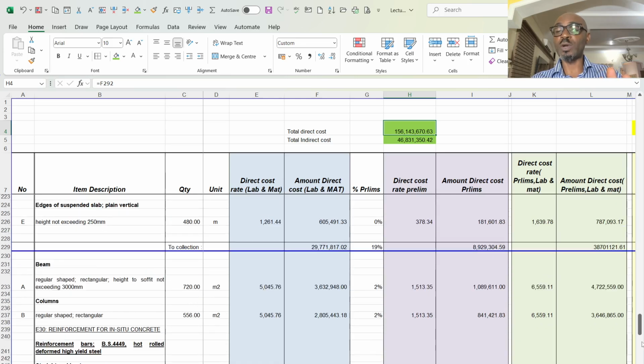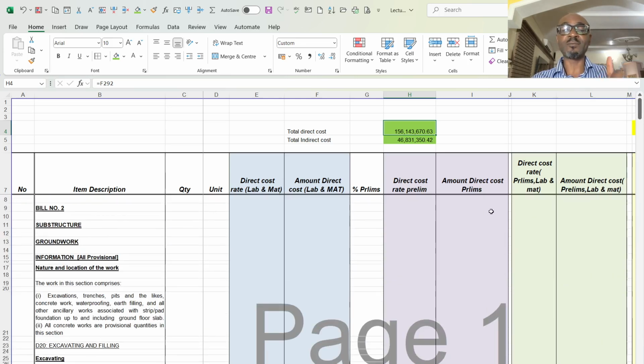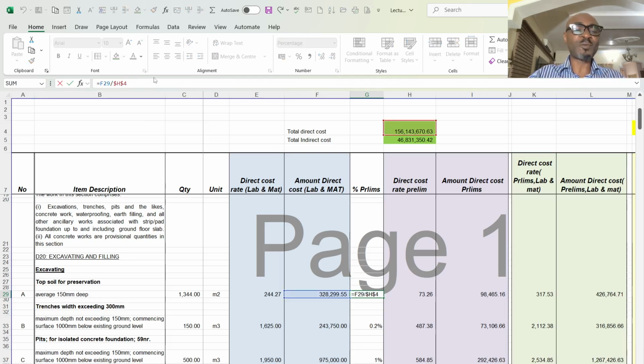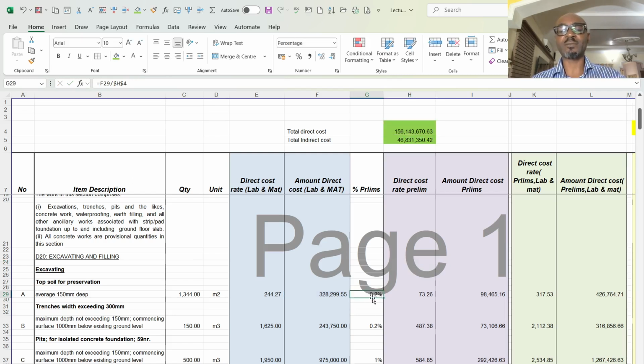So now let us go to how I distributed the preliminaries evenly. What I did was to first get the percentage of this amount for item A. The total cost of what I'm going to execute the job in line A is 328 million. So what does it represent in terms of percentage in the overall cost of 156 million? It is 2%.